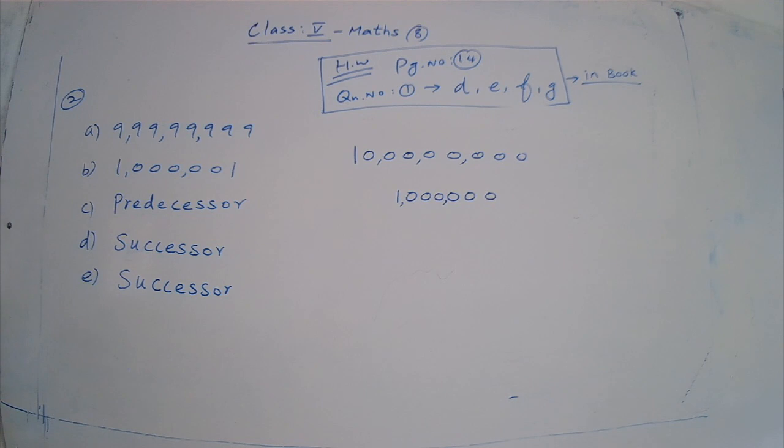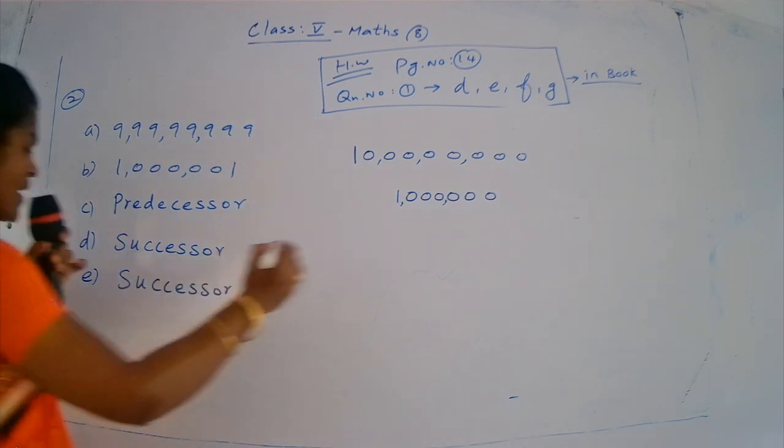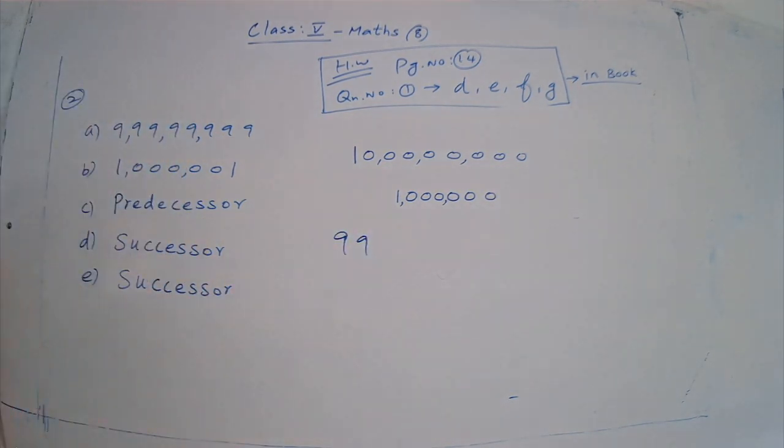Okay children, clear? Yes. Now you come to the F part. What is the answer? The successor of 99,99,999. Successor of. Say the answer. What will we get? Successor of what? 99 lakh. Write it, okay?